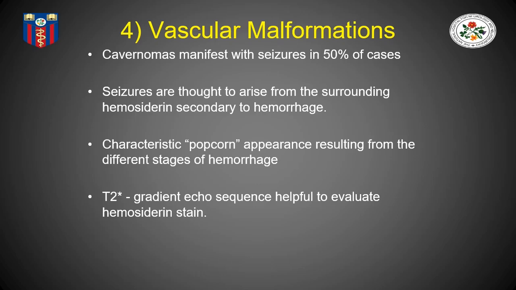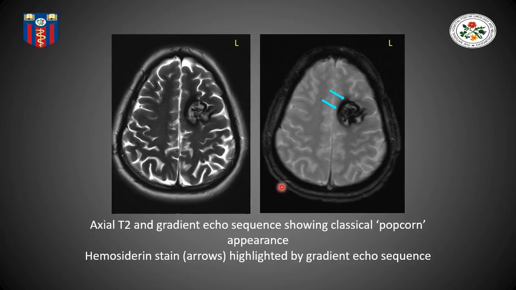They tend to have a typical popcorn appearance, and they're very well visualized on T2 star and gradient echo sequences. Here is an example of a cavernoma. On the T2 axial, you can see the popcorn appearance, and on the gradient echo, you can see the hemosiderin stain that surrounds the cavernoma itself.